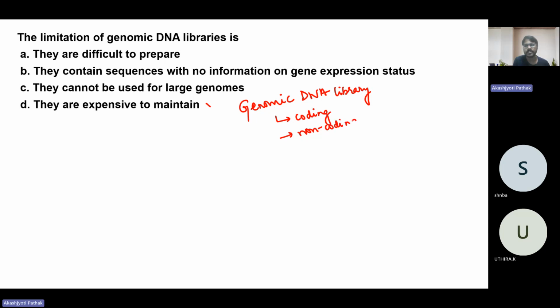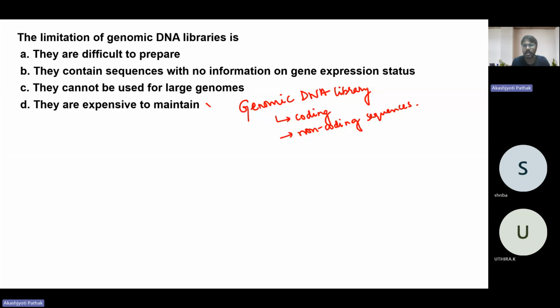So the entire DNA of the organism will be present in the genomic DNA library. Both coding and non-coding DNA sequences will be present. That is why it becomes difficult, so if you are only interested in identifying the particular region of the genome which codes for a protein, then this will be a problem.